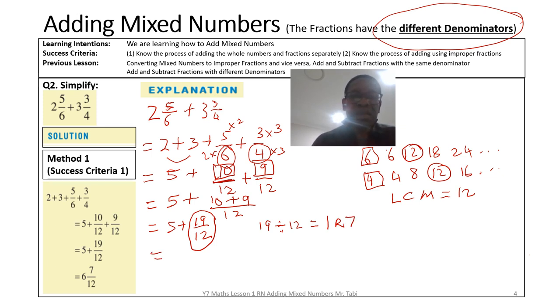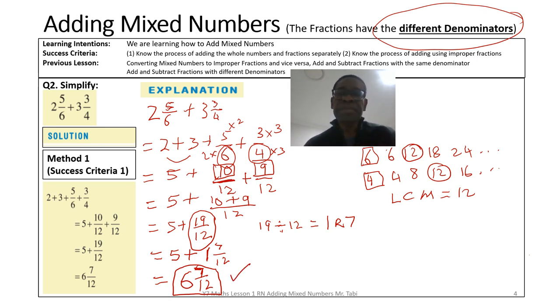So this would be 5 whole plus 1 whole 7 over 12, and that will give us 5 plus 1 gives us 6, 7 over 12. 6, 7 over 12. That's our final answer. Any questions?